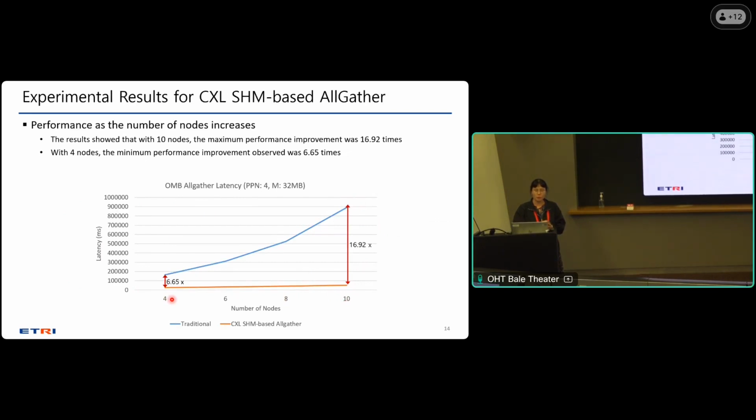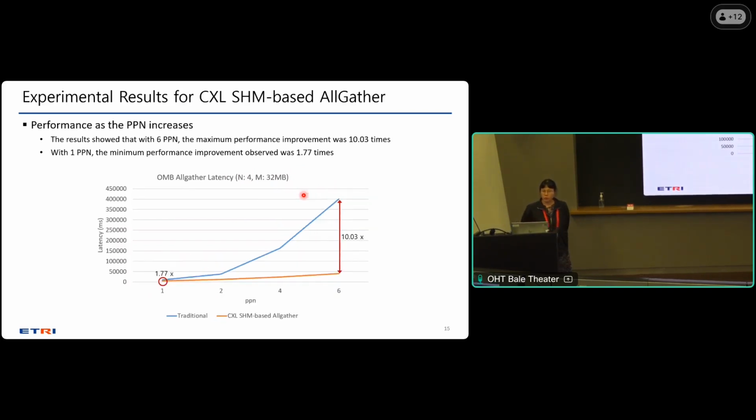The minimum performance improvement observed was 6.6 times. And we utilized 4 PPN in this experiment. And in this experiment, we utilized the 32 megabyte message size, which is the largest message size in the OSU micro benchmark.